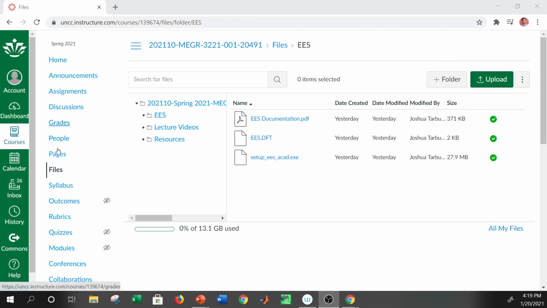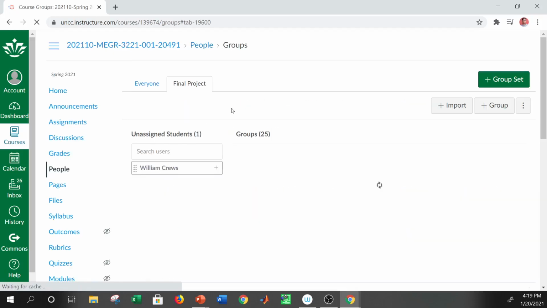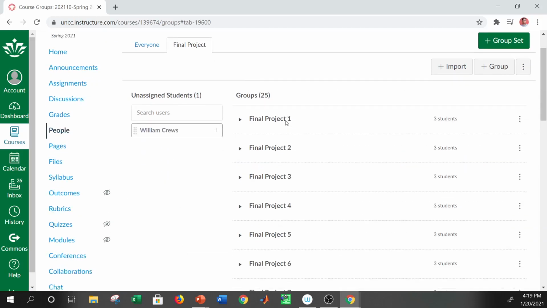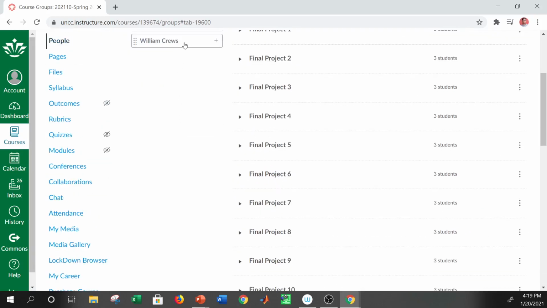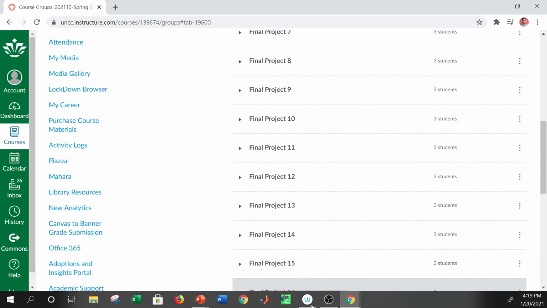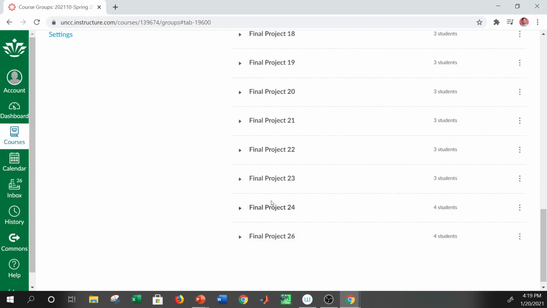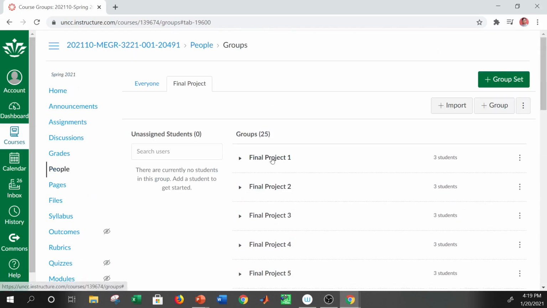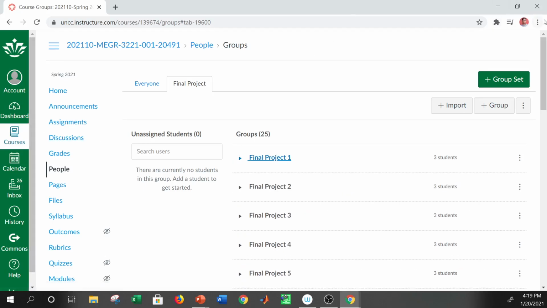You'll go here. What I see is when I go to people, I see the final project teams and I see these groups. So we have these groups here. Oh, it looks like we have a new student that entered. Okay, so that student will go on project 24. So these two teams will have four students. So what I need you to do is go in here and update your team name. Okay, you'll see students in each one of these.